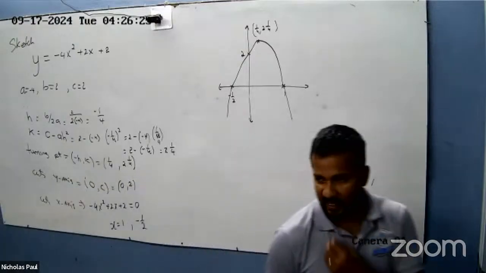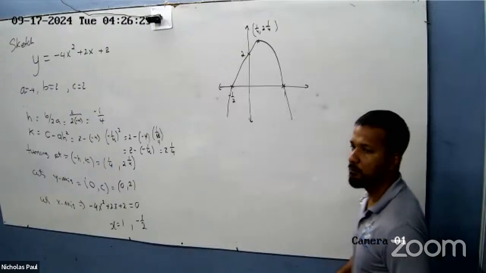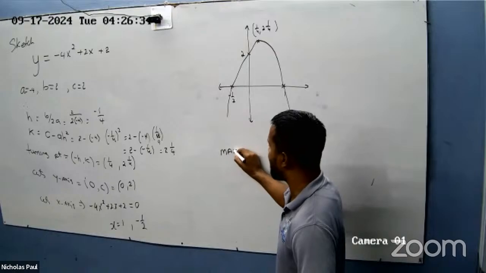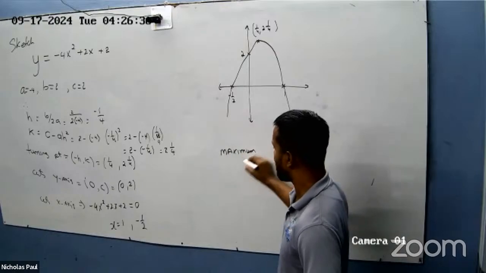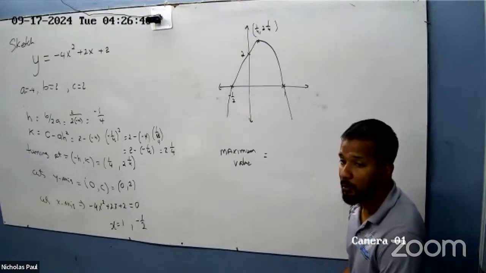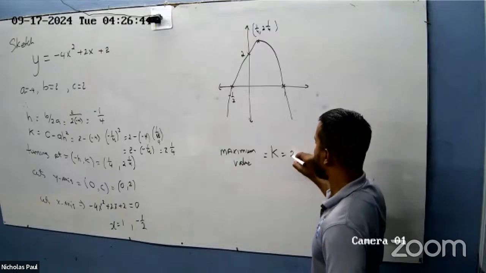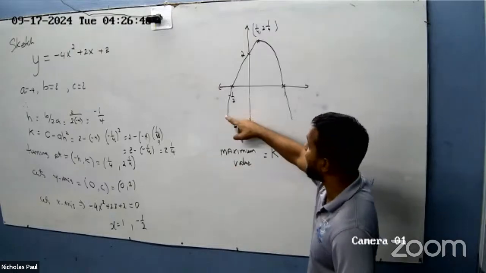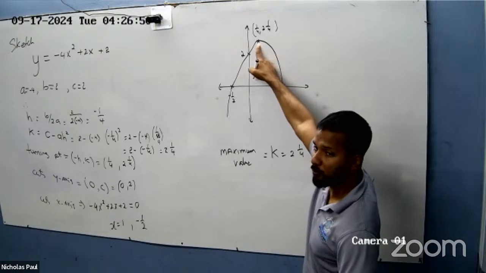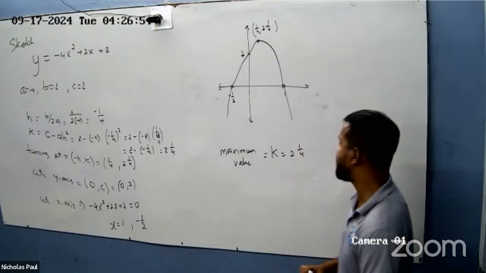All right, so these are the things. Anybody remember how to get the maximum value? I gave you that last week. What is the maximum value of that quadratic? K. The maximum value is K. So in this question it is 2 1/4. Is the graph going beyond 2 1/4? No. The value is not passing 2 1/4. All right.